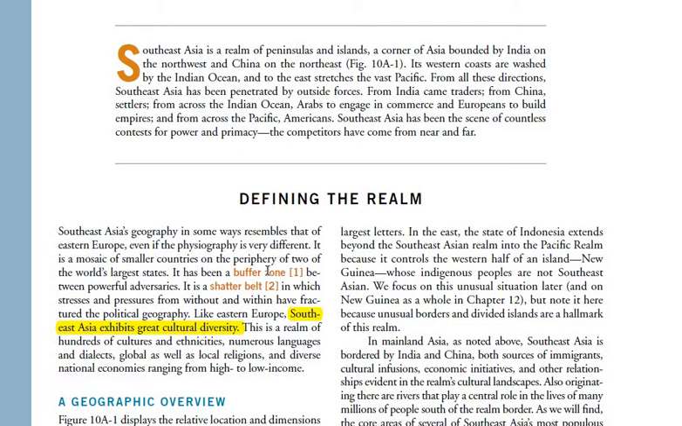Because of these outside forces penetrating the realm, this realm is called a buffer zone. Politically, this realm is also called the shatter belt because of the political interference from the outside. A large part of this realm was colonized by Western nations, and even after the colonial powers ended, there were forces from outside. This is the reason the political geography of this realm has been disturbed throughout history. That is the reason it is called a shatter belt.